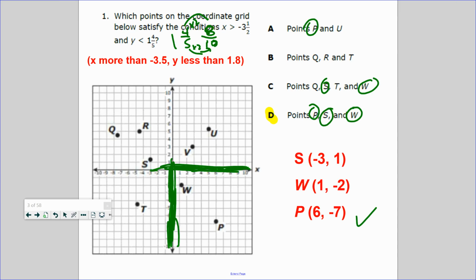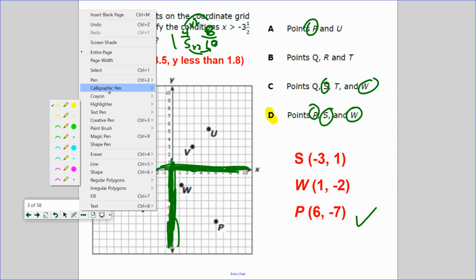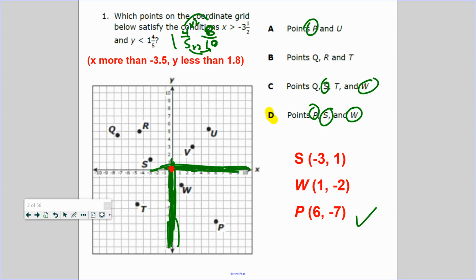So on the test, you will need to know how to graph coordinate points. The main thing you need to know is this is the origin. So let me use a different pen color, let me use red. This is the origin. You always start at the origin. If the first number is negative, you go to the left. If the first number is positive, you go to the right. The second number is the y-axis: if it is positive, you go up. If the second number is negative, you go down, or below 0.